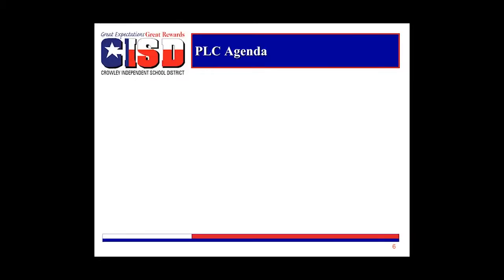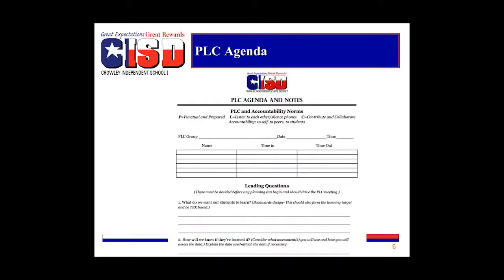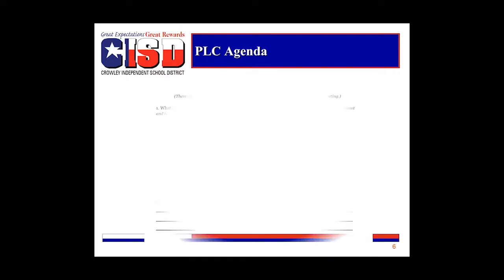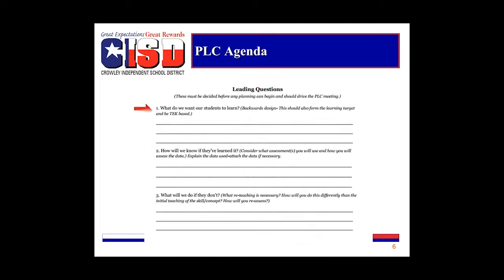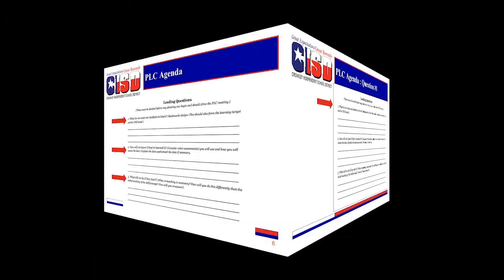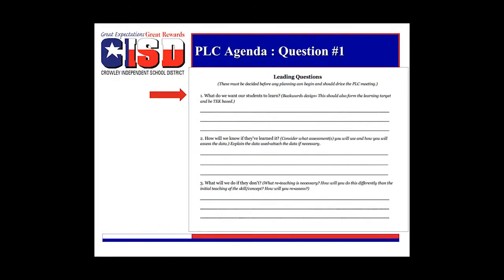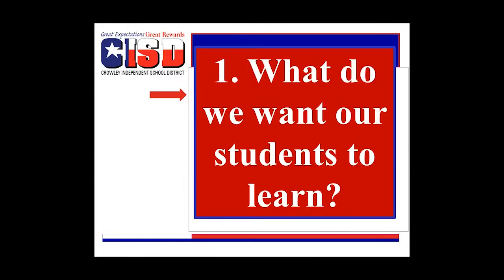Before we begin to identify the hotspot TEK for the third 6 weeks, let's discuss the 3 leading questions on the PLC agenda page. Question number 1, what do we want our students to learn? Question number 2, how will we know if they have learned it? And question number 3, what will we do if they don't? Let's begin with question number 1. What do we want our students to learn?